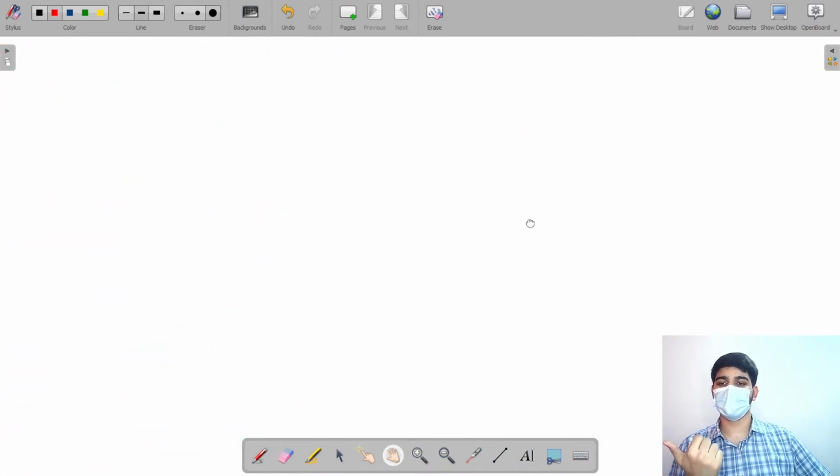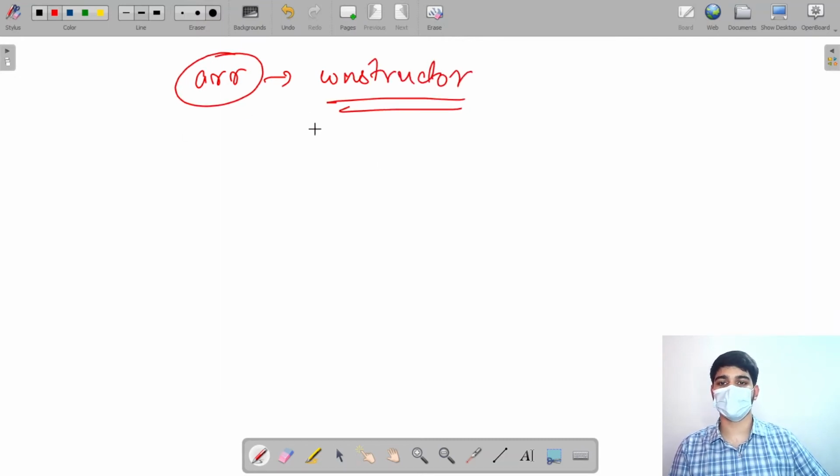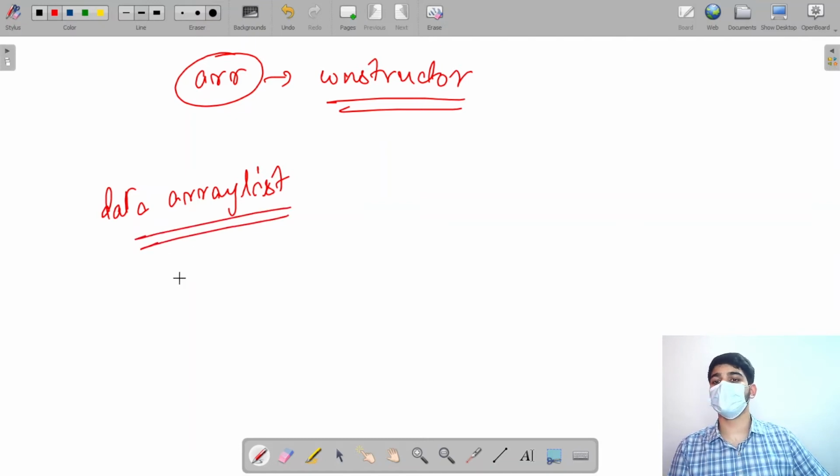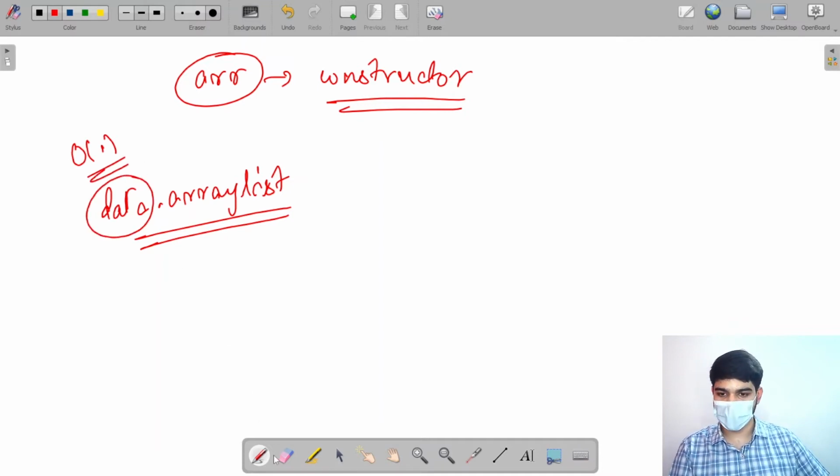So again, what I'm going to do is pass my array to the constructor, and then I would tell my constructor to put all of those values one by one inside my data array list. So I'm going to put all of my values in my array as it is in my data array list, which is an operation of O of 1, right? Adding something to the data array list is an operation of O of 1.